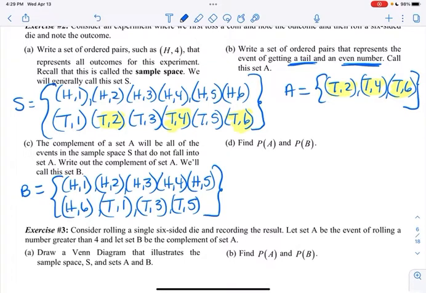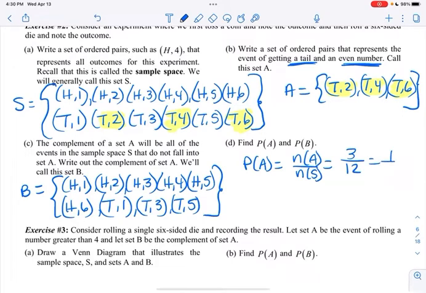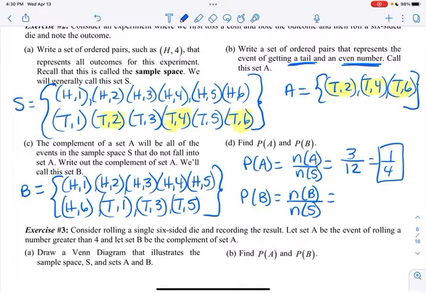All right, what's the probability of A? The probability of A is the number of ways A can happen over the number in the sample space. Well, there are 3 ways A can happen. Those are the ones I have highlighted, and there are 12 numbers in the sample space, so 1/4. The probability of B is the number of ways B can happen over the total number in your sample space. I'm going to count up all the ones in B: 1, 2, 3, 4, 5, 6, 7, 8, 9. There's 9, and again, there's 12 in the sample space, so 3/4.